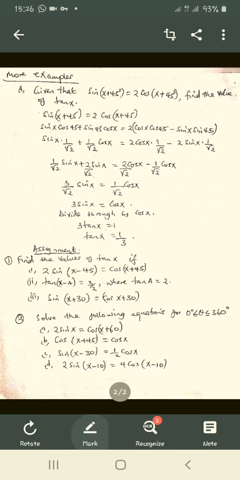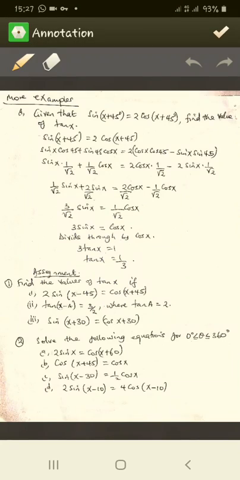I have another example here. We are saying, given that sin of x plus 45 is equal to 2 cos of x plus 45, then we want you to find the value of tan x. I'm saying you can first open, and you know how we open. It will be sin x cos 45 plus sin 45 cos x. I think expanding should not be a problem to you now.